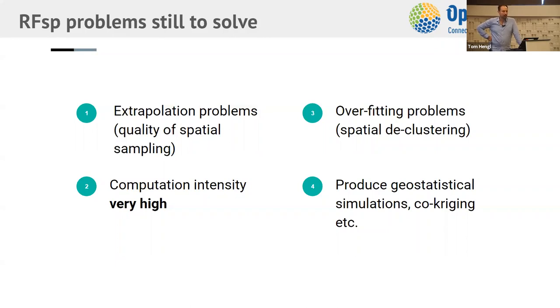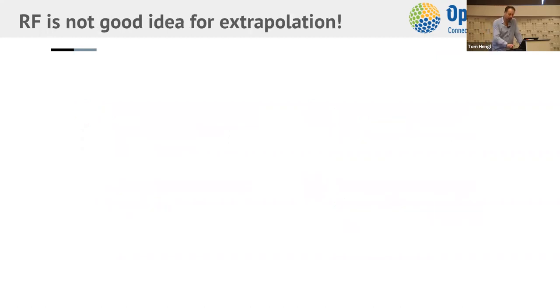So 100,000 more than with the geostatistics. So for sure there is a bit of a problem there. Then we have these overfitting problems with machine learning. And also, I don't know at the moment how to produce, for example, geostatistical simulations and how to do things like co-kriging systems. So this, I don't know.